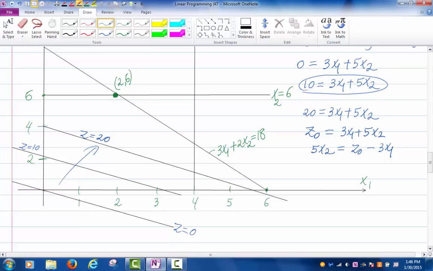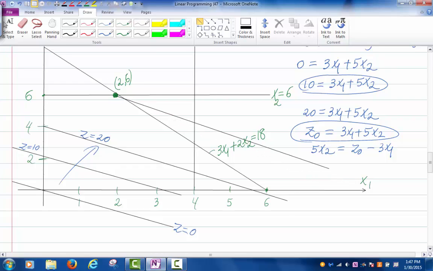Okay? In this case, if you look at the point (2, 6), notice that if you plug in 2 for x1 and 6 for x2, what value do you get? 36. And in fact, you are achieving that 36 right there. So I can move it until I get to that point (2, 6). At some point I'm going to get to that point.